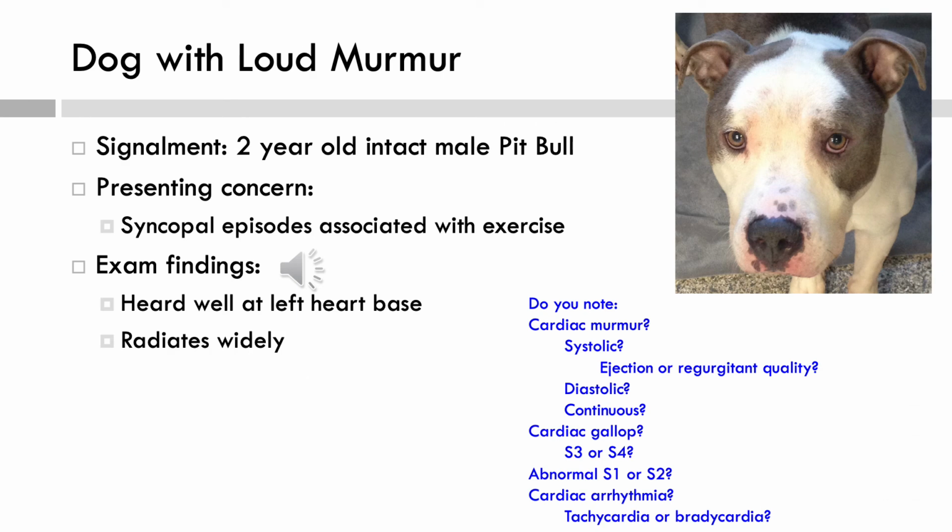Our next case is a dog with a loud heart murmur. This is a 2-year-old intact male pit bull who presents for syncopal episodes associated with exercise. This murmur is heard well at the left heart base. It also radiates widely.